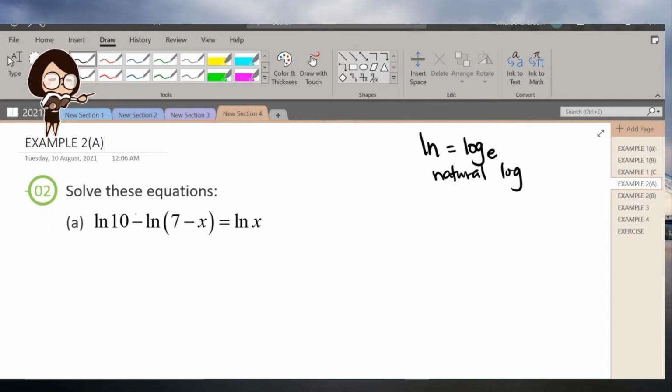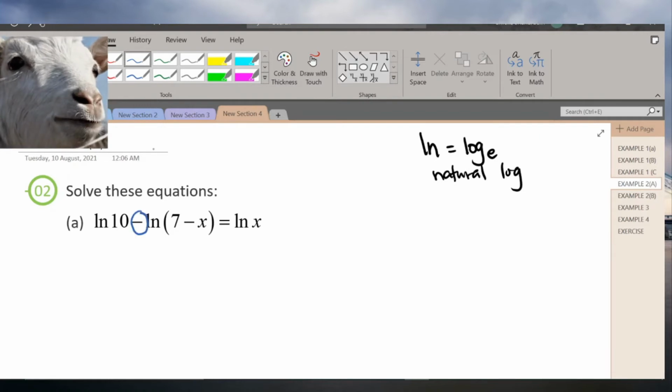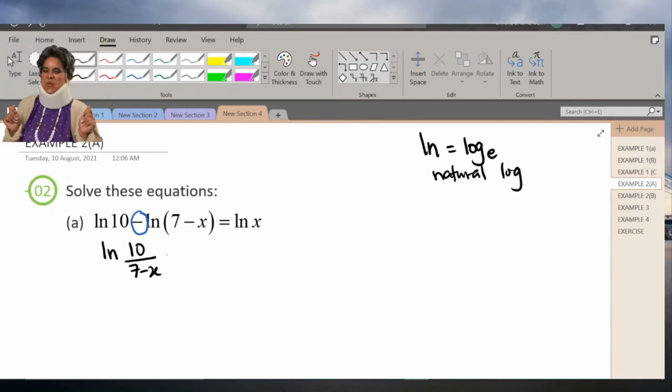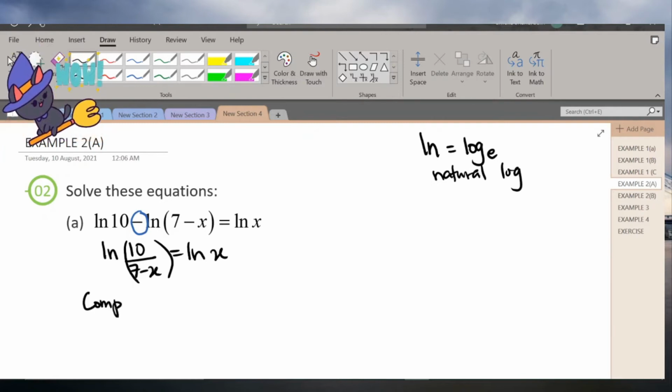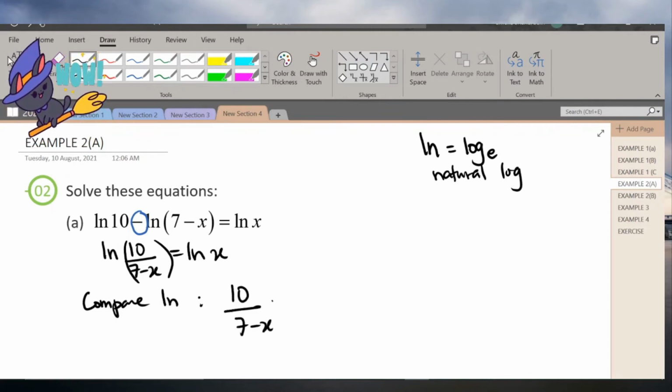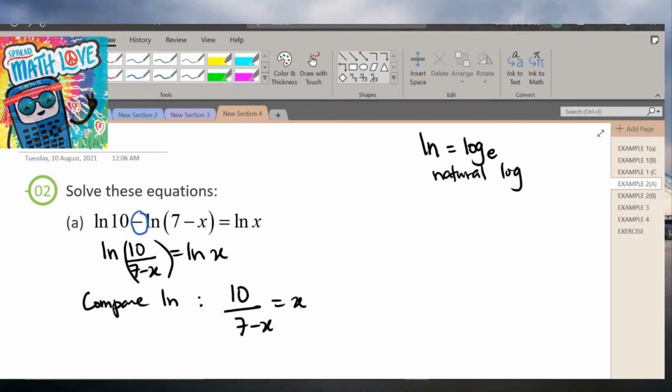So we will use the basic rules for logarithms. So we have minus here. So this will be divide: ln of 10 over (7 minus x) is equals to ln x. Now we have ln on both sides. What we can do is we can just compare ln, and we will get 10 over (7 minus x) is equals to x.